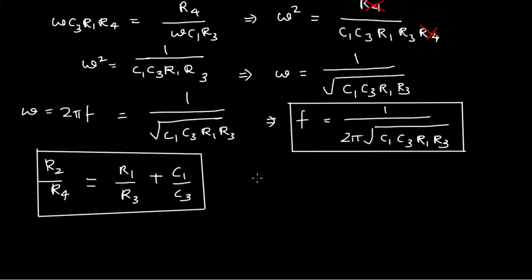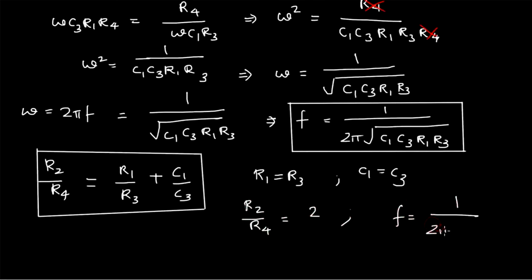In most practical circuits, we will consider R1 is equal to R3 and C1 is equal to C3. From that we can see that the equation reduces to R2 by R4 is equal to 2 and f is equal to 1 by 2 pi RC. This is the general expression for the frequency of a Wein bridge.